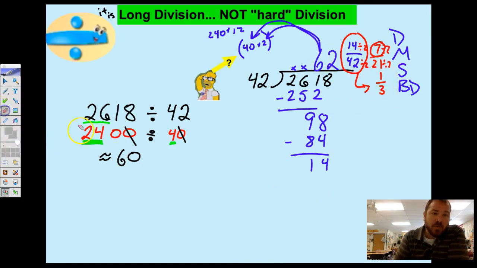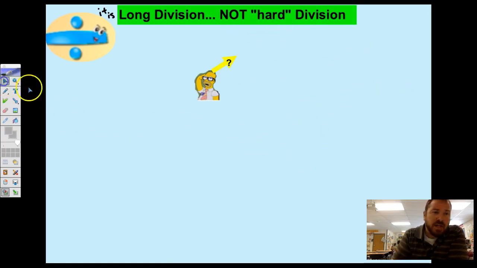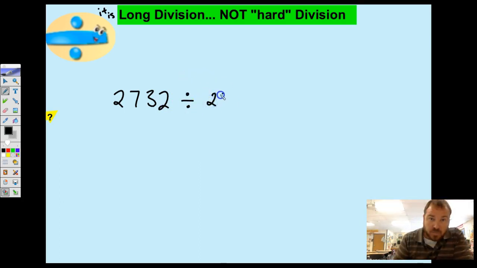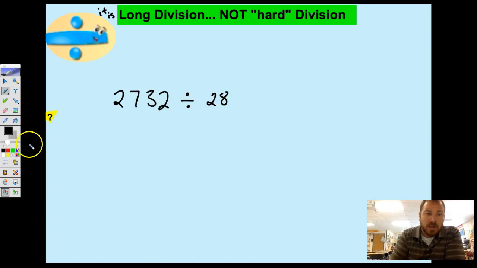Let's do another problem together, and this time it's going to be a little bit different because my divisor is going to be decomposed in a different way. All right, our next problem is going to be 2,732 divided by 28. Okay, and you see here, 28, we're going to go ahead and do our estimate again. 28 is going to change to a 30, and we're just going to look at that front end of the 3.